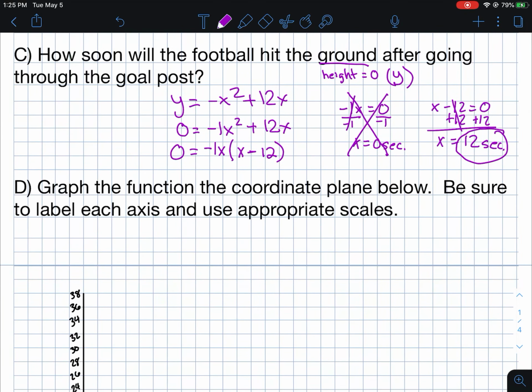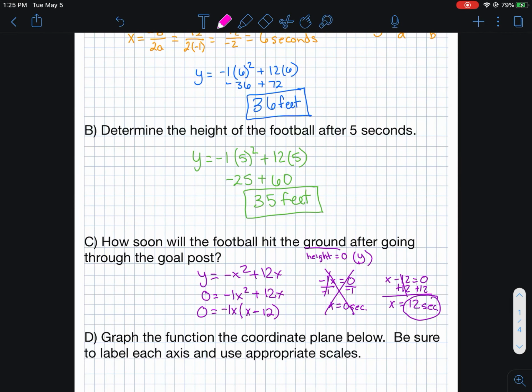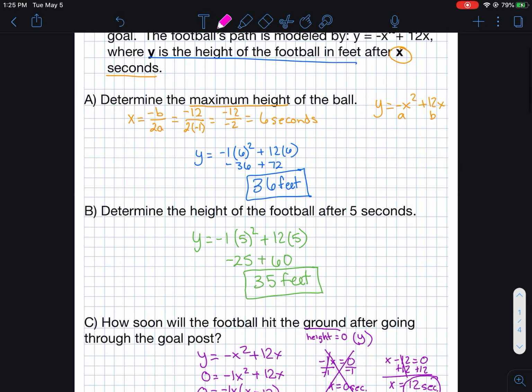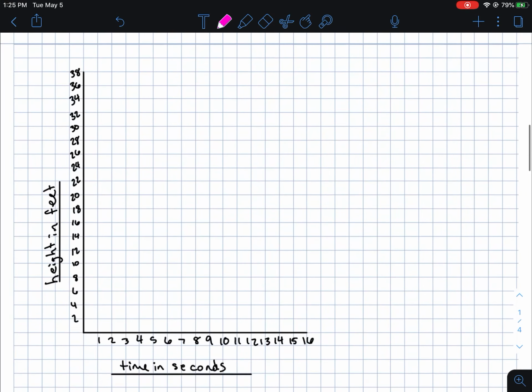All right, so now we're going to actually graph this. So I already technically have 4 ordered pairs. I have 0, 0 and 12, 0 from part C. I have 5, 35 from part B, and from part A, I have 6, 36. So I'm going to graph those ordered pairs right now.